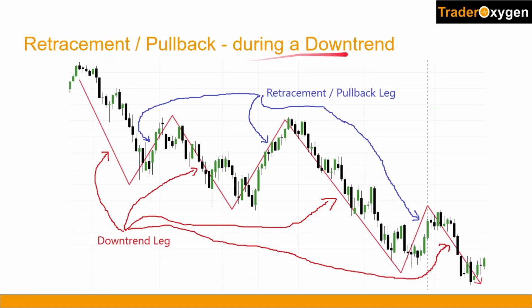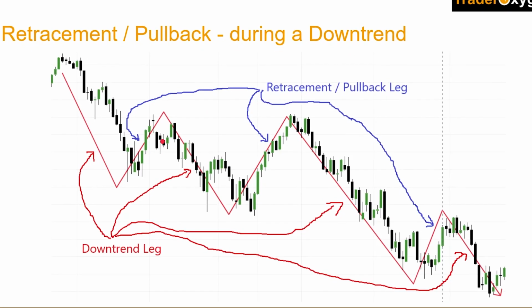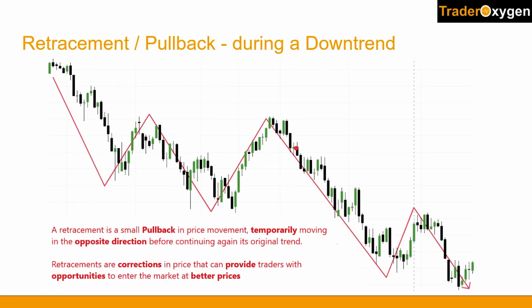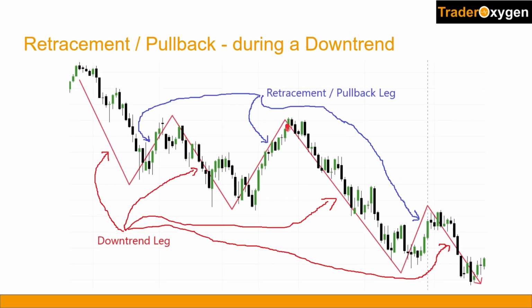It's a retracement during a downtrend. So the overall price is in a downtrend. And then you can see temporarily the price is going in the opposite direction here, here. So these are the retracement legs. So retracements give traders the opportunity to enter the market at a better price, at a premium price.